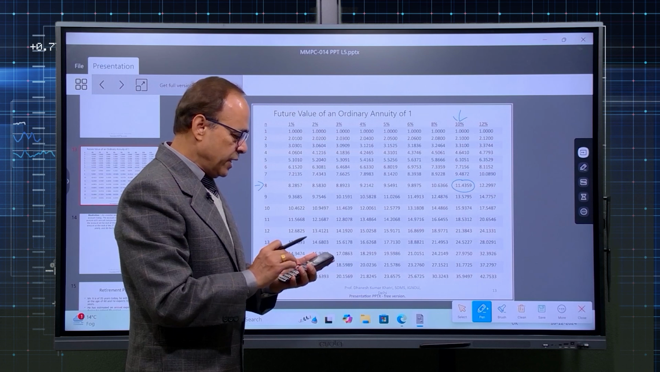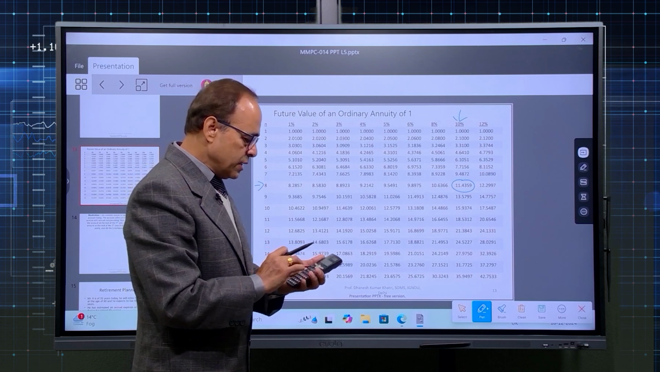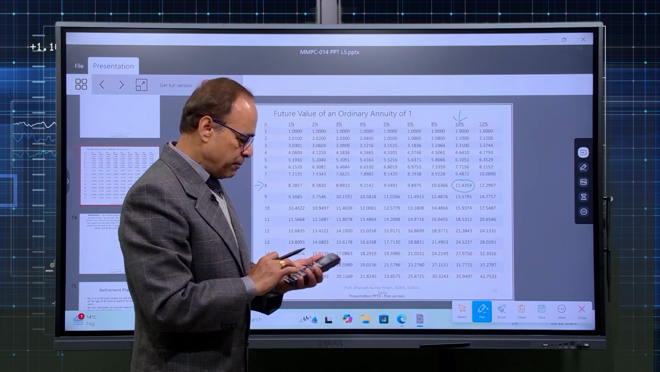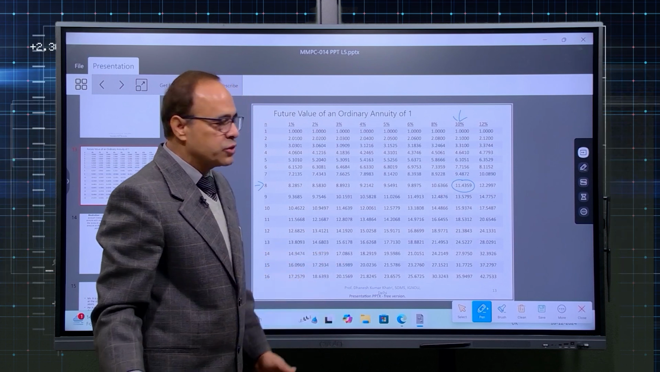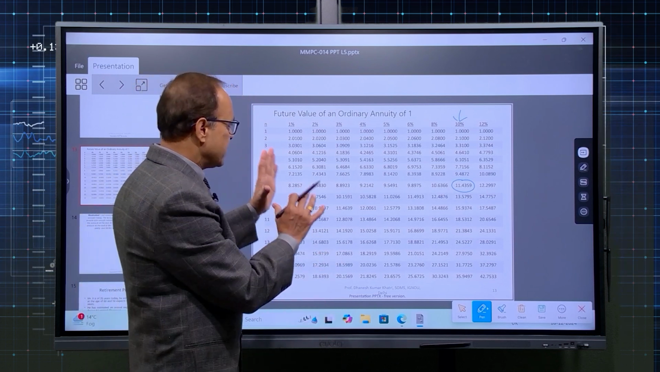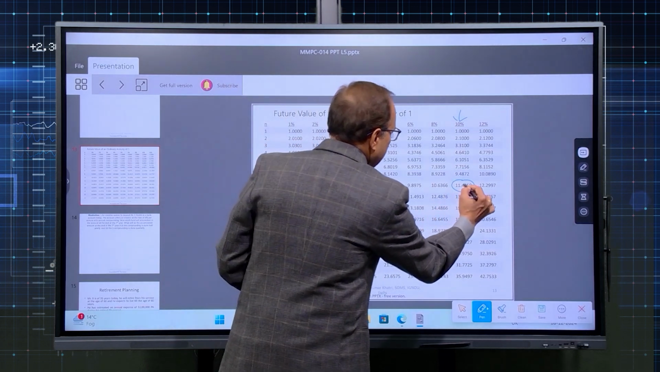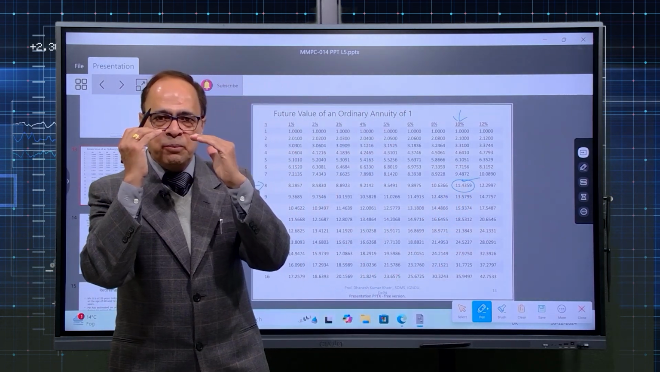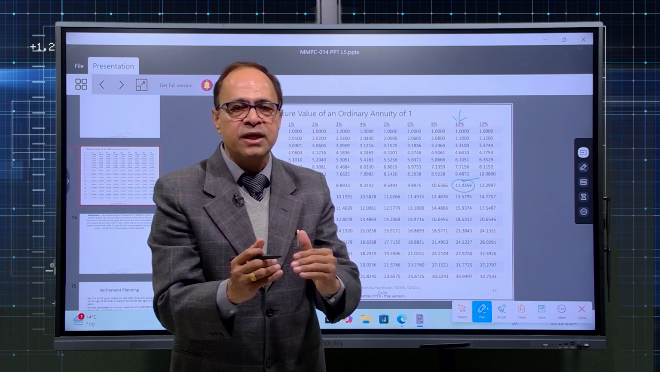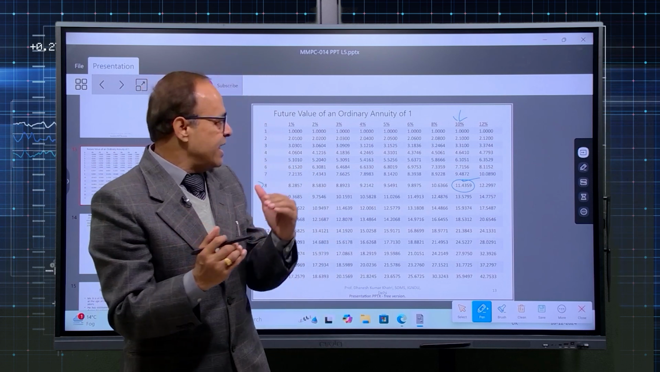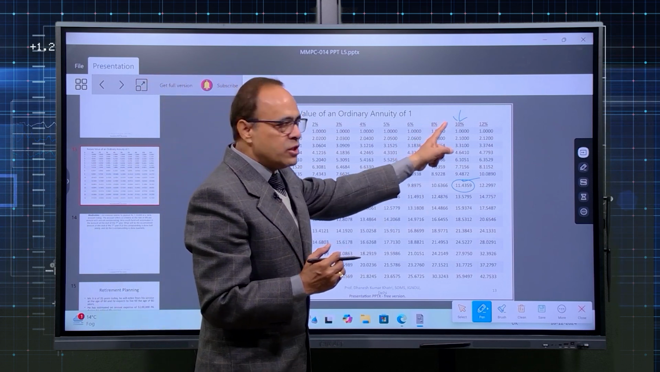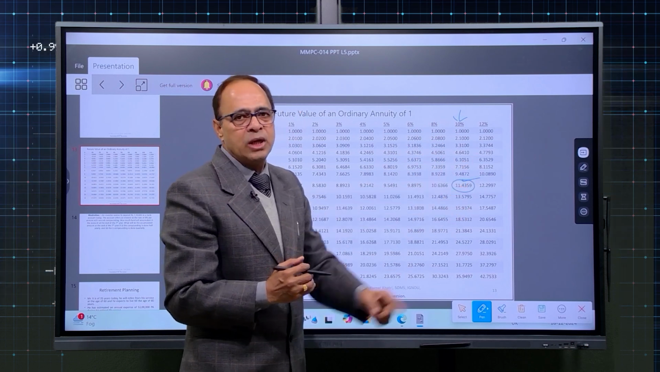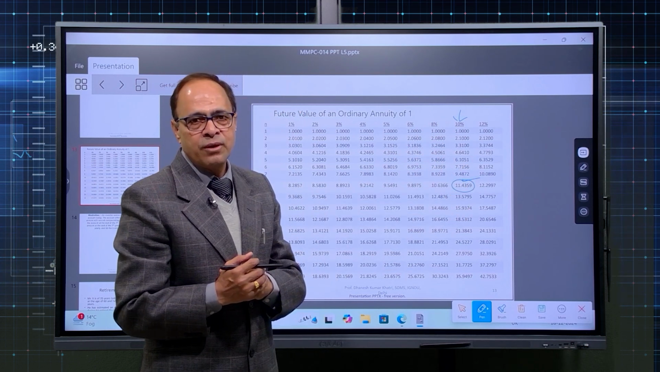Let me verify whether we have taken the correct table or not. 1.1 raised to the power of 8 minus 1, divided by 0.10. So, 11.4359, precisely, we have taken the correct table. Now, what does this 11.4359 mean? It means if you deposit 1 rupee every year for 8 years, at the rate of 10%, at the end of 8th year this money deposited by you accumulates to 11.4359.